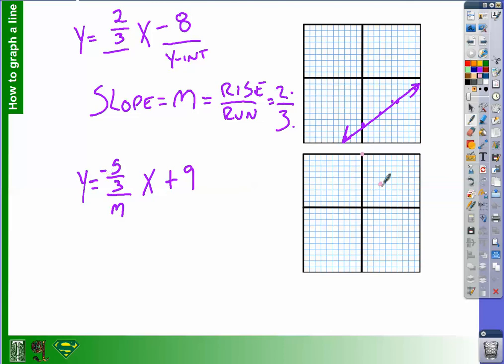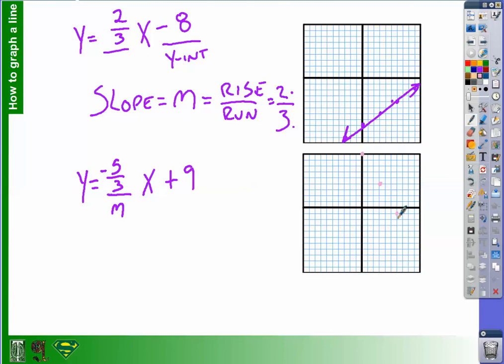So from this point, what am I going to do to get my next point? Down 5. 1, 2, 3, 4, 5. And now where? Right or left? Right. 1, 2, 3. And I put a dot. I think I have room for one more. So what do I do from this point?